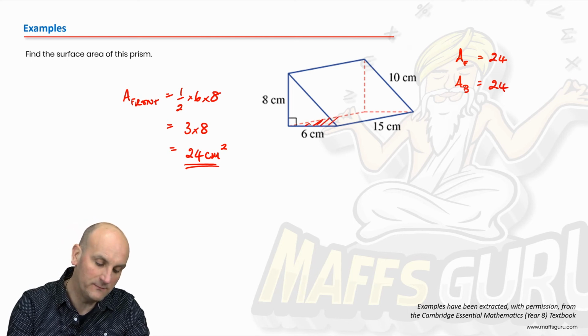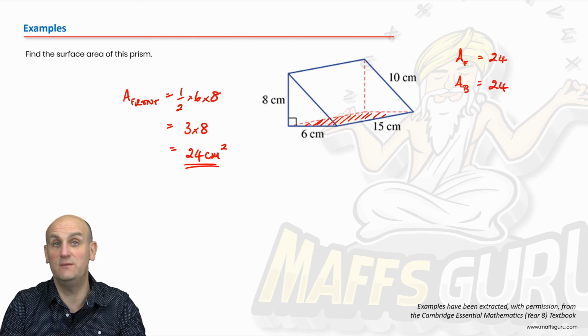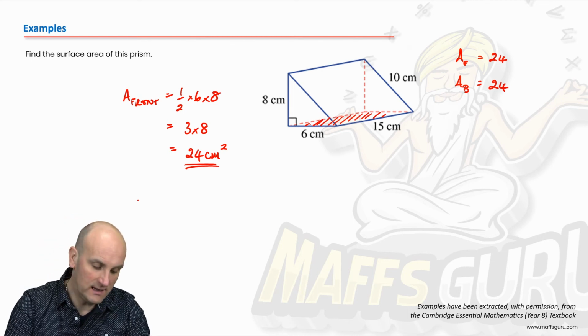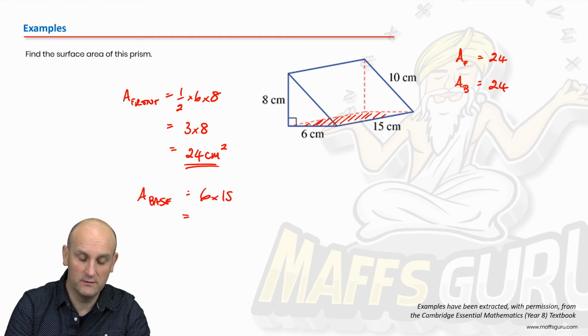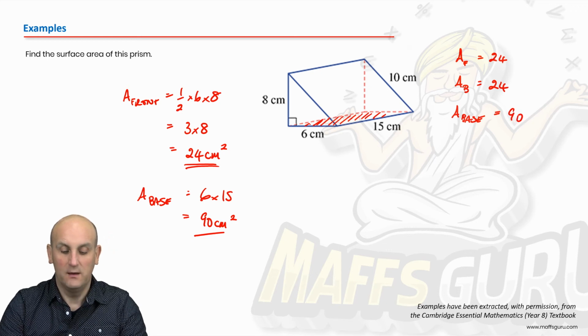Having done that, I'm now going to look at the area. Let's do the area of this base bit. What are the dimensions of my base? Well, firstly, the shape is a rectangle. So the area of my base is a rectangle, and we know that is 6 times 15, which is 90 centimeters squared. So the area of the base is equal to 90. So that's the base done.